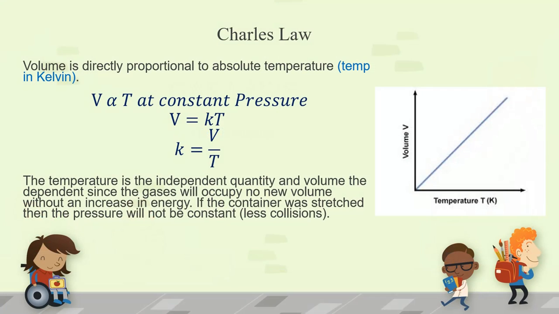Now Charles' law states that volume is directly proportional to absolute temperature. This is temperature in Kelvin at constant pressure. The expression would be V is directly proportional to T, volume to temperature at constant pressure. Now we can actually write an equation. Volume is equal to some constant times absolute temperature. Therefore, this constant is equal to volume divided by temperature.